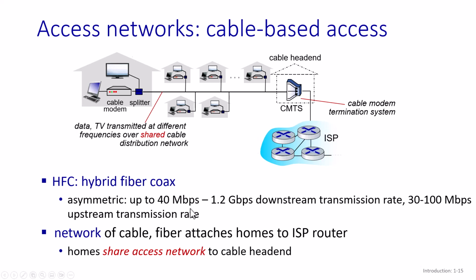So we also have a certain type of access to the network, such as hybrid fiber coax, coaxial actually. Coax is short for coaxial. Now, in this type of architecture, we use both fiber optics and coaxial at the same time. So when the network is coming to the residential area, we use fiber access, which will provide us higher bandwidth. And then when we are sharing this infrastructure to the home network, then we are using coaxial. So we can achieve up to 40 megabits to 1.2 gigabits per second downstream transmission rate and 30 to 100 megabits per second upstream transmission rate.